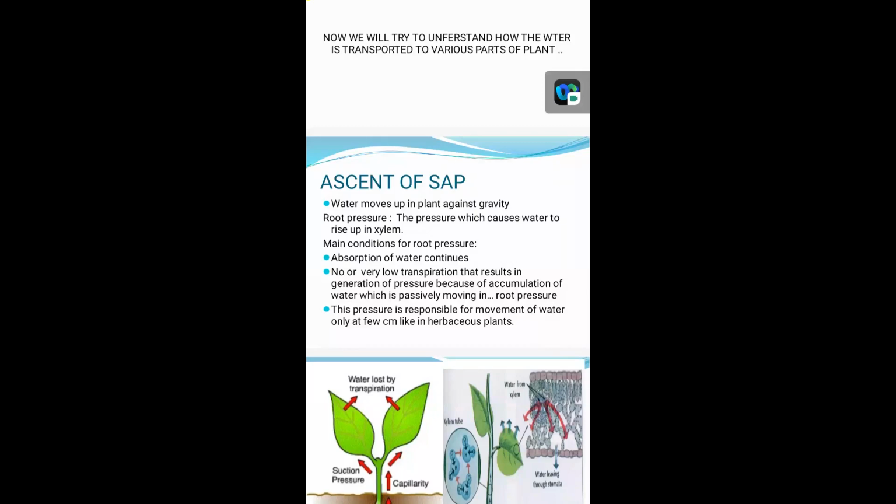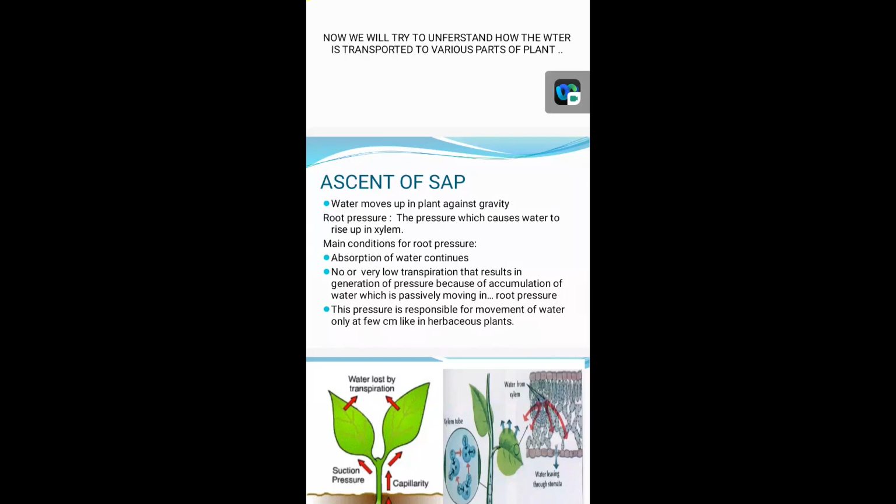The name, ascent of sap: ascent means moving up. So the water is moving up, against gravity. As we said, the water has already reached the xylem vessels. Let us see how the water is moved up. That is the ascent of sap, the upward movement of water from the root to the topmost leaves of a plant. There are various factors responsible for this movement. The first one, as we said, is root pressure.